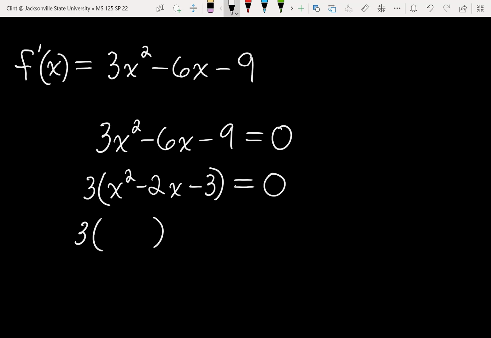So we need factors of -3 that will add together and give us -2. Yep. -3 and +1. That's right. Don't have too many we have to check. Factors of 3 are just 1 and 3. And then we need -2 in the middle, so we'll go with -3. Okay.